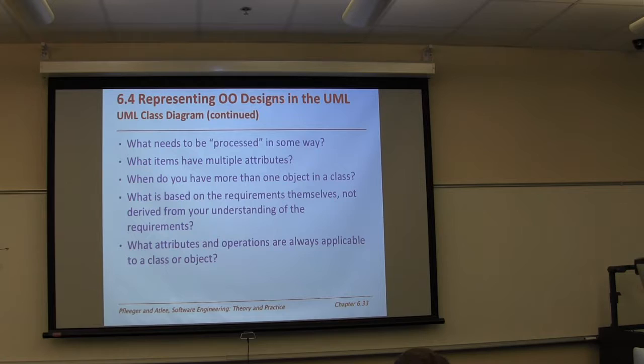So what about the class diagram? What does it do? It tells us what needs to be processed, what items have multiple attributes, when we have more than one object in a class, what's based on the requirements themselves, not derived from understanding of the requirements. So we're really looking at what the requirements themselves are, whether we fully understand them or not yet. We've got to put in what the requirements are, and what attributes and operations are always applicable to a class or object. So like this.